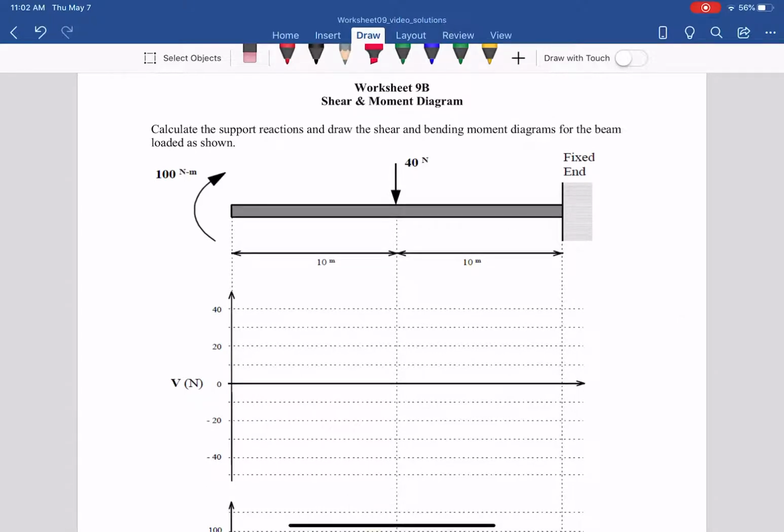Worksheet 9B, also shear and moment diagrams. All today is shear and moment diagrams. Calculate the support reactions and draw the shear and bending moment diagrams for the beam. The load is shown, and in this case, it's a cantilever, as you can see, with the fixed support on the right, similar to example 3 that we did before.